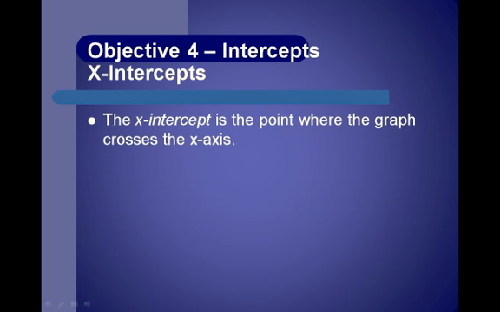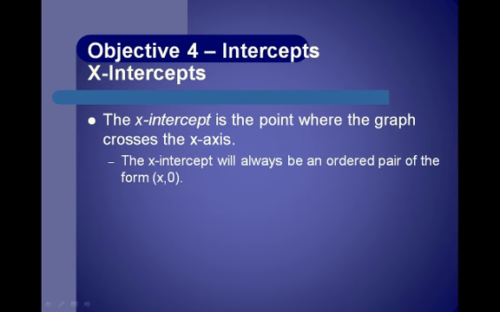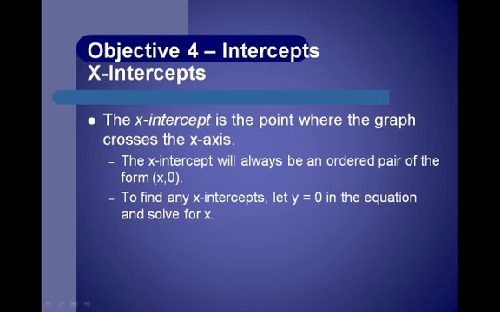Objective 4. Intercepts. We'll start with x-intercepts. The x-intercept is the point where the graph crosses the x-axis. The x-intercept will always be an ordered pair of the form (x, 0). To find any x-intercepts, you let y equal 0 and solve for x.